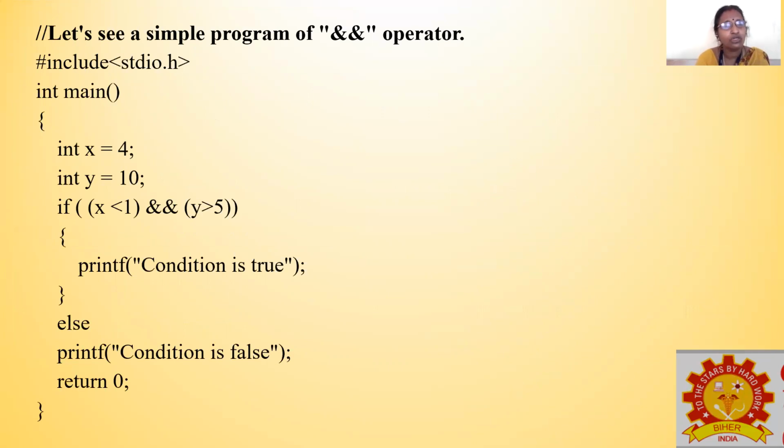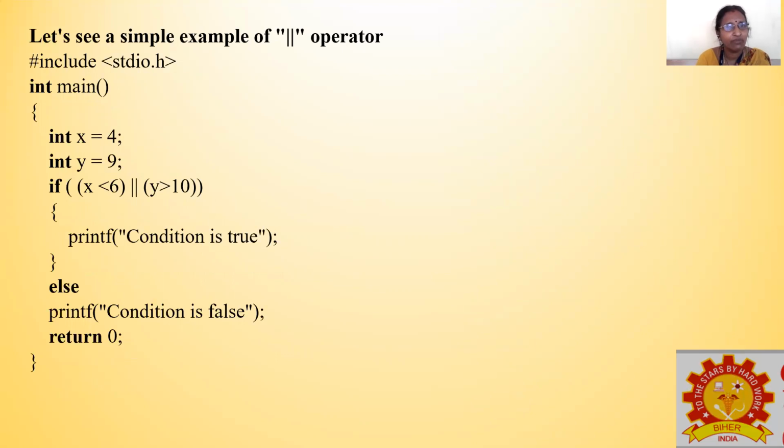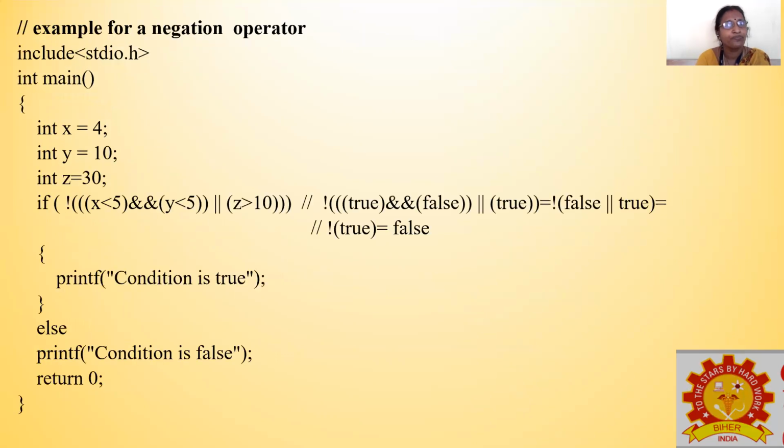But in order for the condition to be evaluated true, both the expressions should be evaluated to true. Here one expression, x less than 1, is false. So the output will be: condition is false. Next is a very good example for the logical OR operator. Here x equal to 4, y equal to 9. x less than 4 is evaluated to true, so the whole operation will now become true.